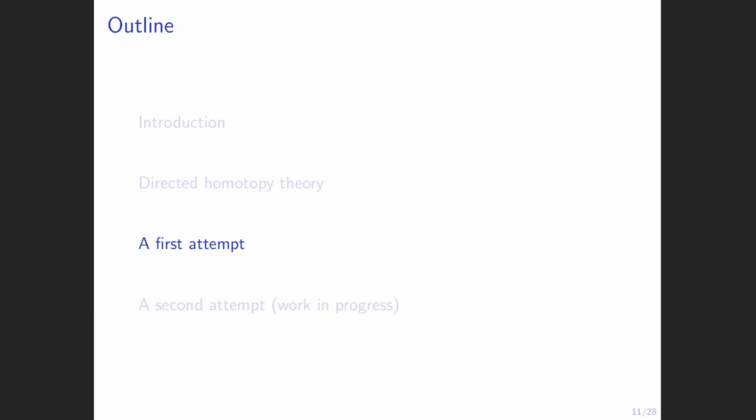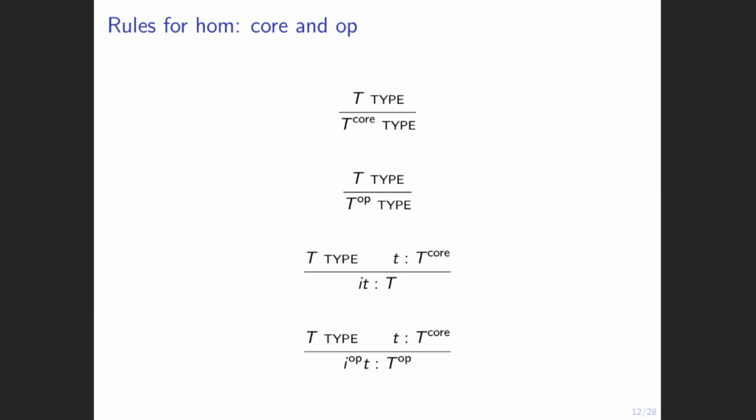So for the first attempt at the type theory, we have the following rules, and maybe I'll write a little bit on this now. So we want to build a scaffolding for this type theory with notions of core and op. And now we can have the motivation of directed homotopy or directed spaces in the back of our heads, but it might make sense for most people to think more about category theory, because it's much more familiar to most of us.